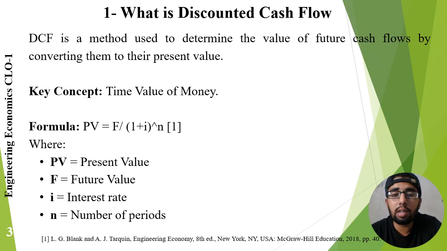The formula is shown here. Present value, where PV is present value, F is future value, i is interest rate, and n is number of periods. For example, if someone offers me 10,000 rupees today or 10,000 rupees after 5 years, most people would choose the money today because it would be invested immediately. This concept forms the foundation of engineering economics and project evaluation.